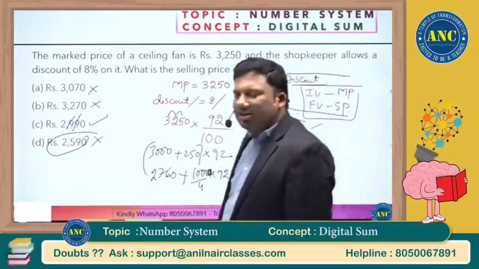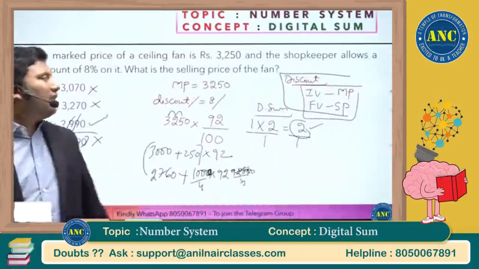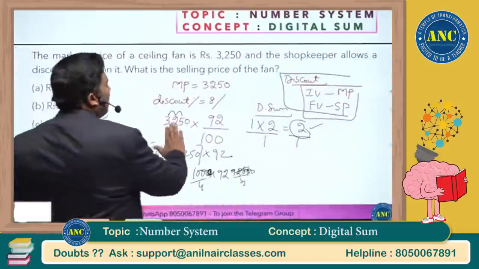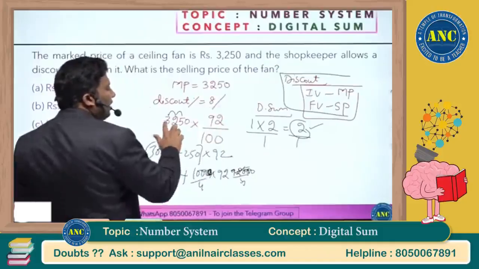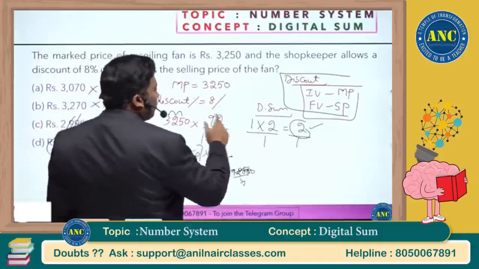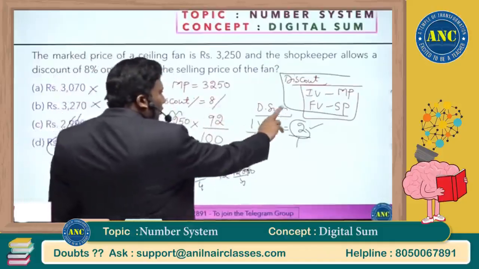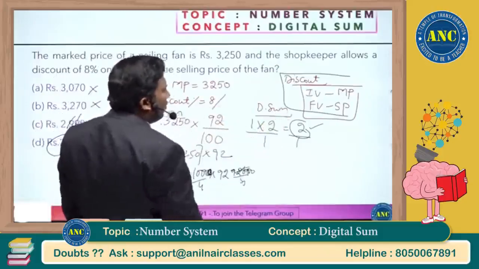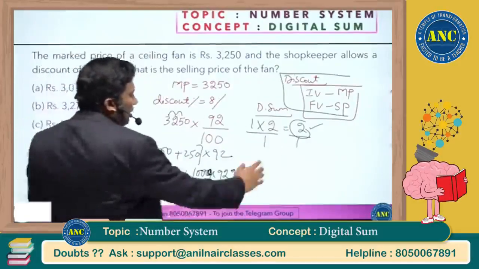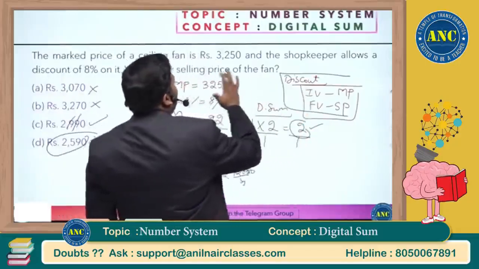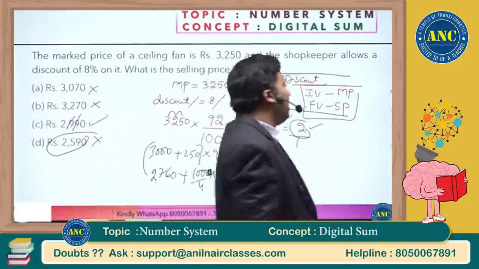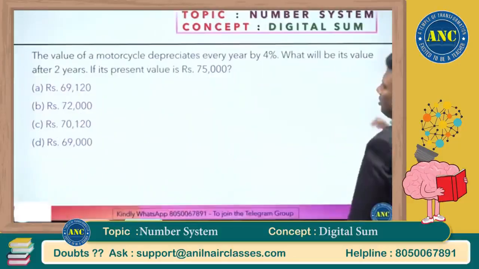I hope the idea is clear. Keep an eye on answer options always. On 3250, 8, I lost it. So 92 by 100. 5 plus 5, 10. 1 into 2, 2. Numerator is always the final value, denominator is the initial value. Final value only I require. Selling price digital sum should be 2.